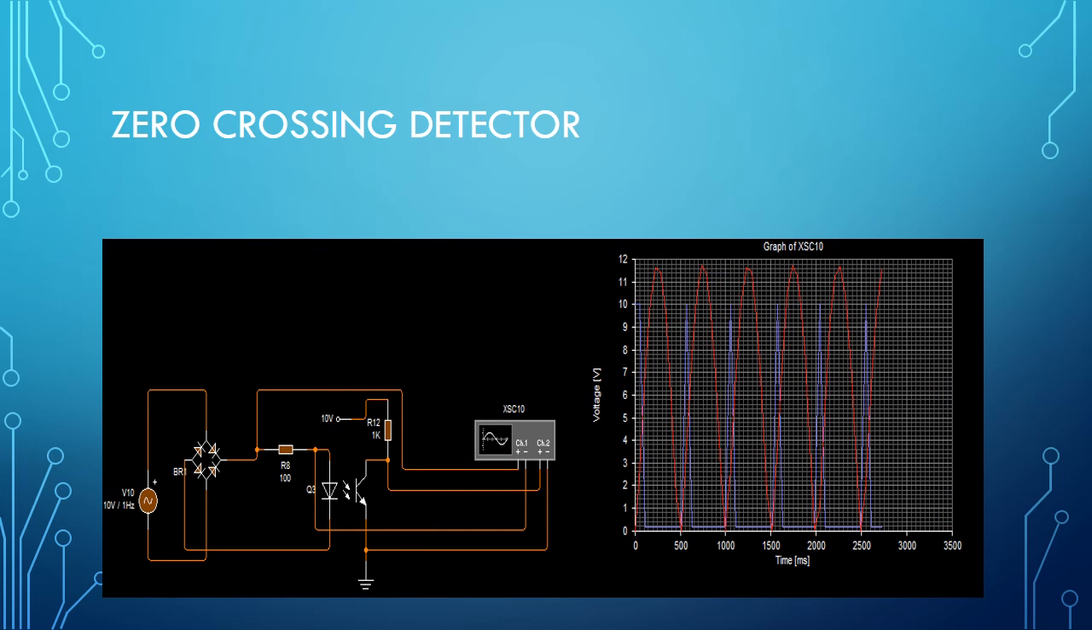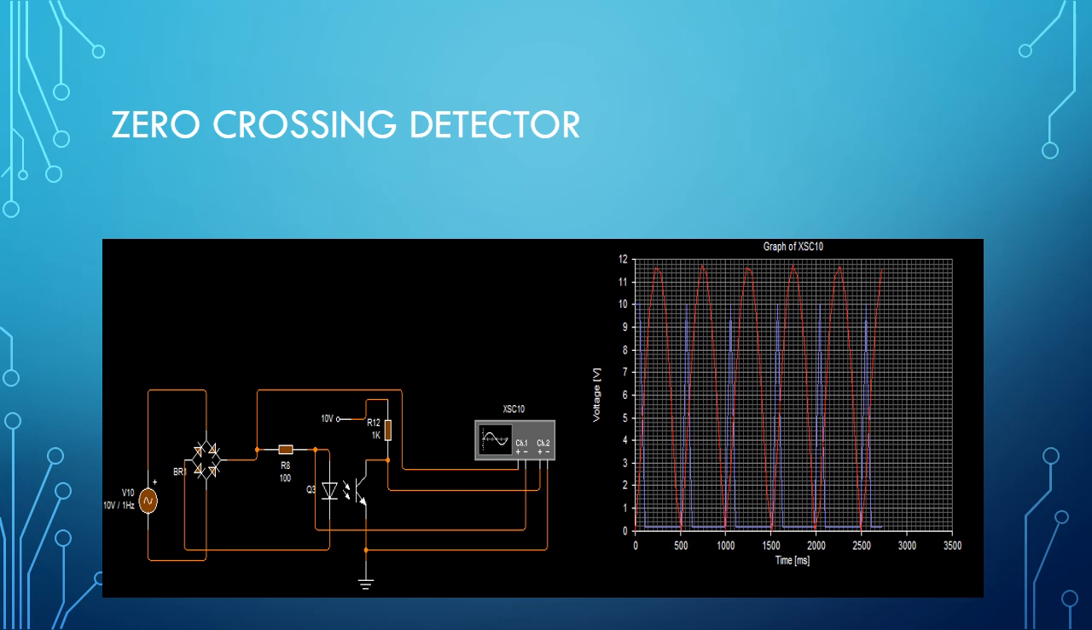Zero crossing detector. In alternating current, the zero crossing is the instantaneous point at which there is no voltage present. In a sine wave or other simple waveform, this normally occurs twice during each cycle.